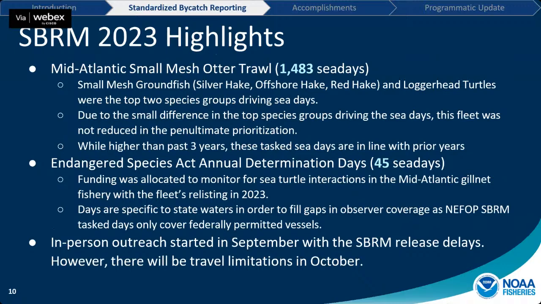So in terms of the Mid-Atlantic, one big change that we've seen since the last several years is the Mid-Atlantic small mesh bottom otter trawl fleet. So this was not subject to the prioritization process that is done within the SBRM, due to the small difference between the two top species groups that were driving these sea days. So this is the 1400 sea days referenced here. Those were driven by small mesh groundfish and turtles, and they were very similar. Hence, the full sea days are what we are tasking from what the analysis called for.